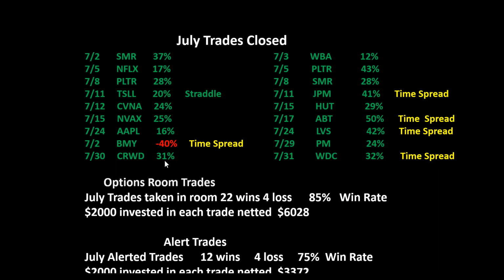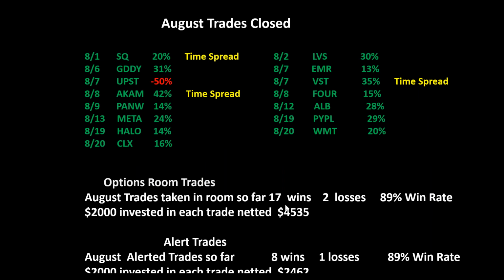July, another, all consistent here, very consistent. You can see the percentage gains: 85%, the 6,000, 75%, 3,300. Pretty low win rate for me on the alert side here. Okay, it's August. Again, 17 and 2, 8 and 1. August, a very slow month, very tough to trade in August.